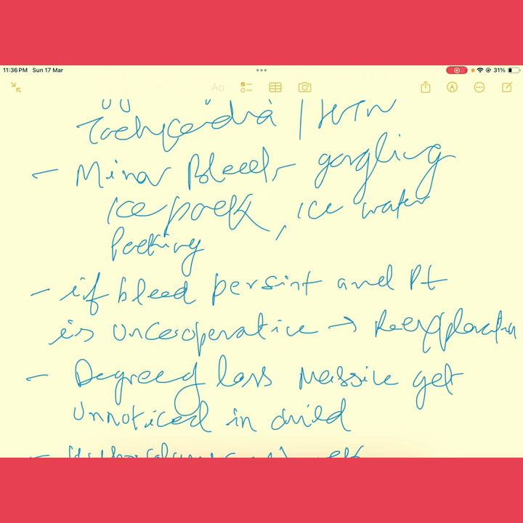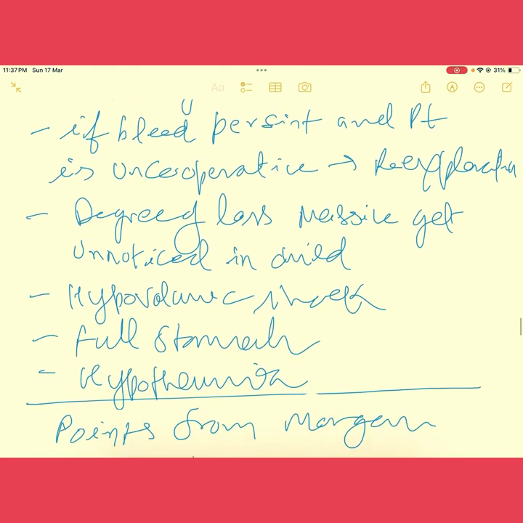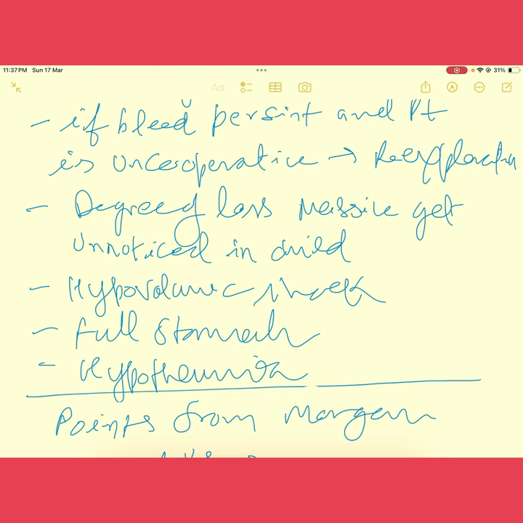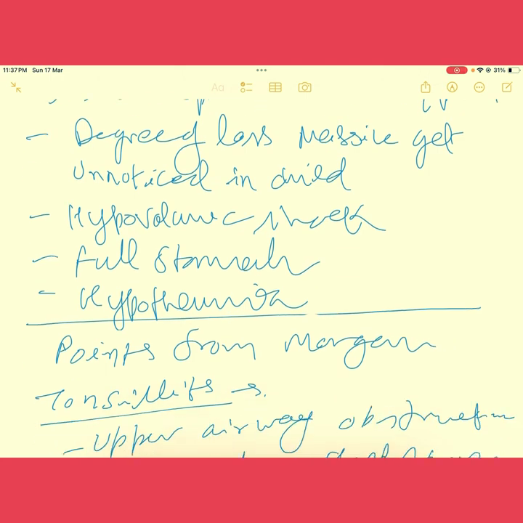If the bleed persists and the patient is uncooperative, then we might have to re-explore. Massive loss can sometimes go unnoticed in a child. A child may go into hypovolemic shock. They might have a full stomach because of ingestion of blood, and the risk of hypothermia is also there.